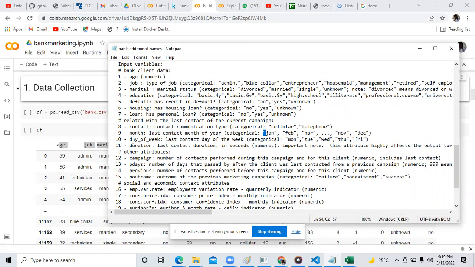This one is saying day of the week. What was the last day of the week that we contacted this person? Was it a Monday? Was it a Tuesday? Was it a Wednesday? So we want to see how all of these variables affect their decision making, so that we can decide, okay, let's send out our campaigns on Tuesdays. Oh, let's do it in March. Oh, let's not use cellular, let's use landline. Does it make sense?